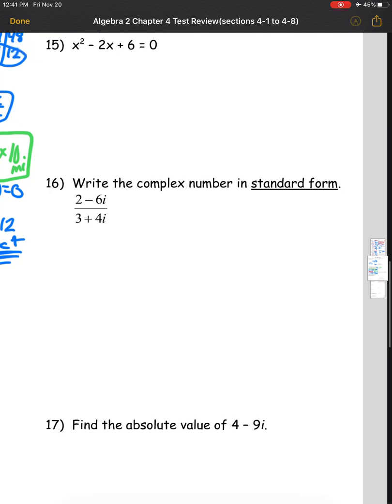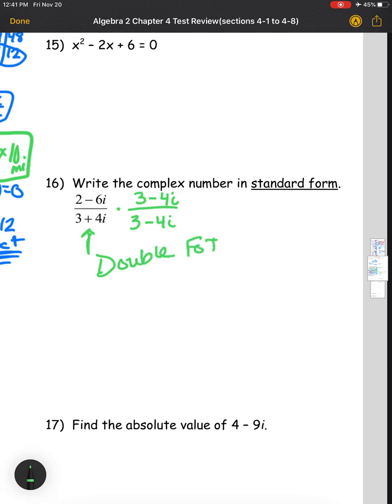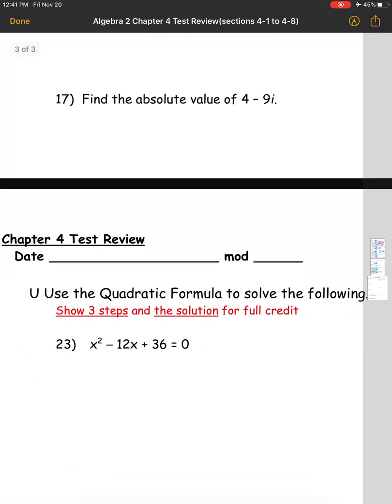16 is another complex number, but remember, you need to multiply by the conjugate, which is just the opposite sign of whatever is underneath. And you're multiplying that top and the bottom, so you're going to have to double FOIL that one out. All right. Absolute value for that, remember, you're just taking the big square root of the first number squared plus the second number squared and leaving i out of it. Okay, leave i out.